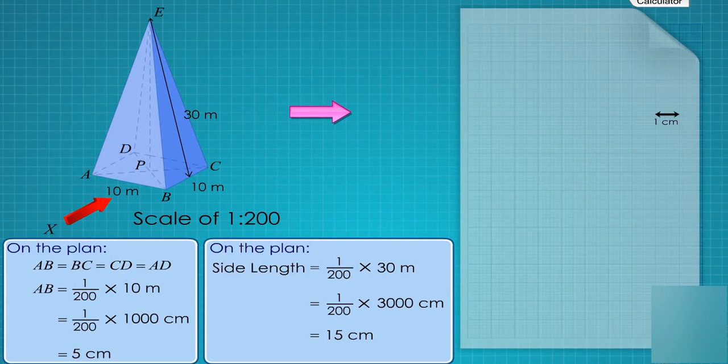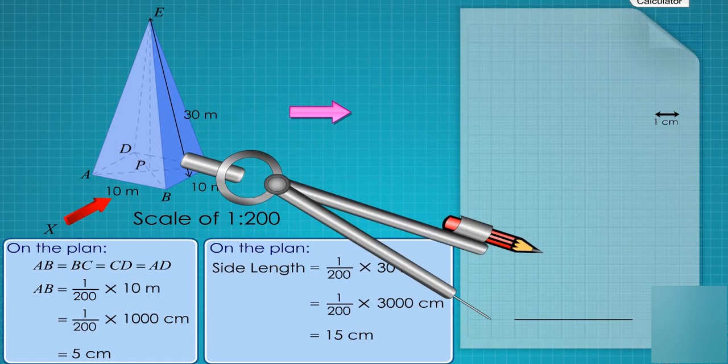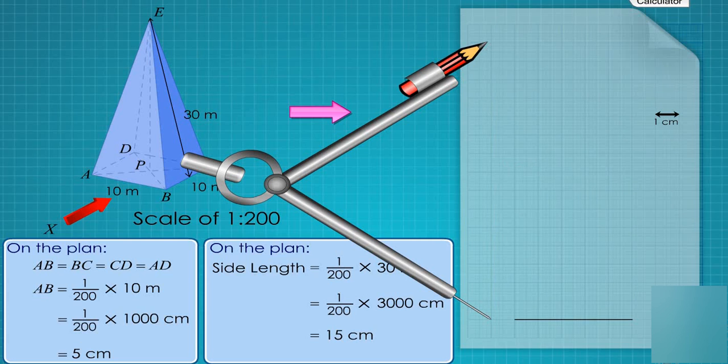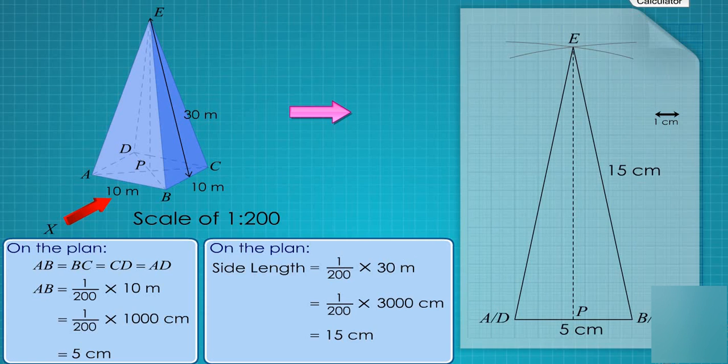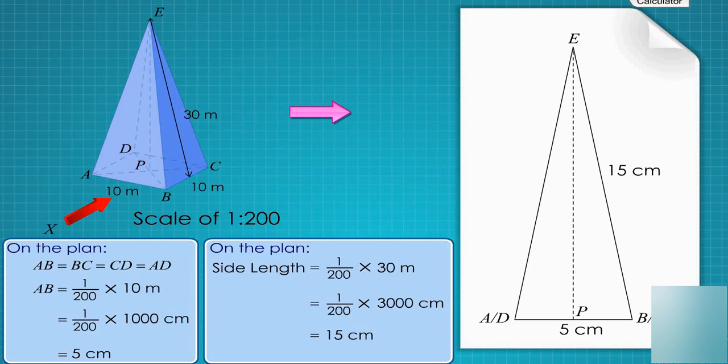Start with the base first and draw a line of length 5 centimeters. Then, use a pair of compasses to measure 15 centimeters, and then draw 2 strokes to mark the vertex. Then, draw the side lengths. Thus, we have the front elevation of the pyramid whose scale is 1 to 200.